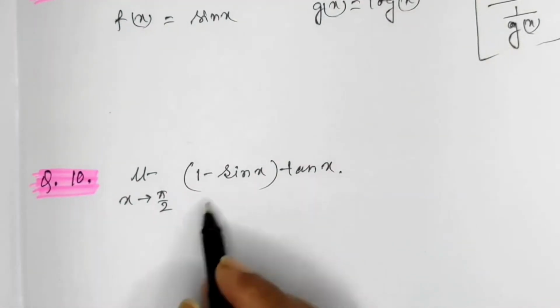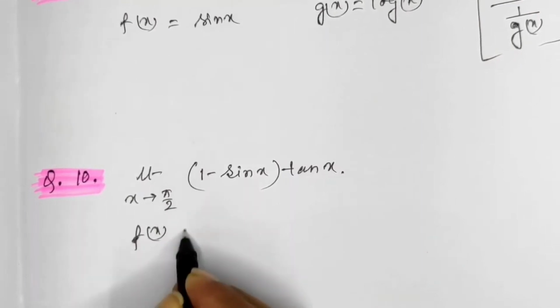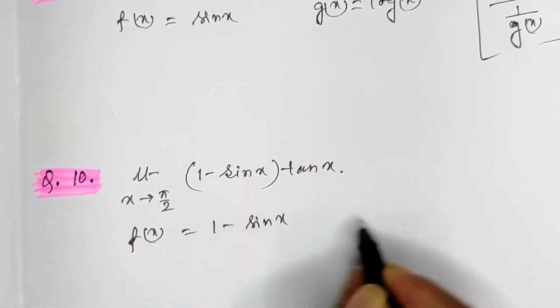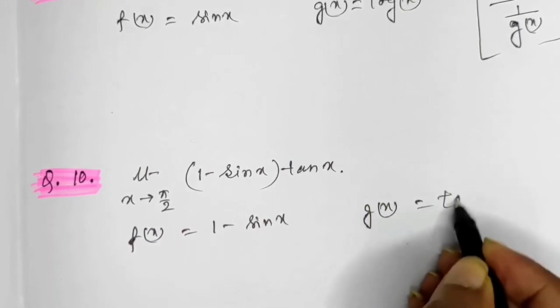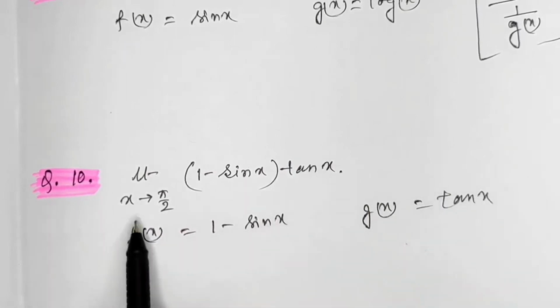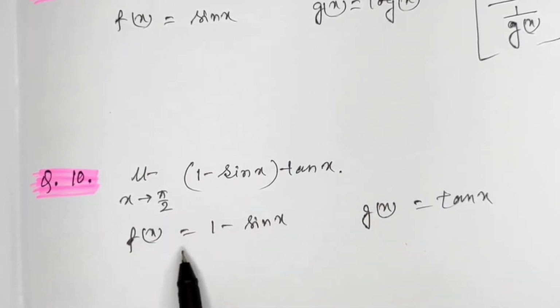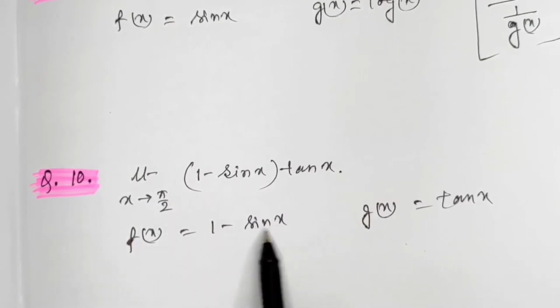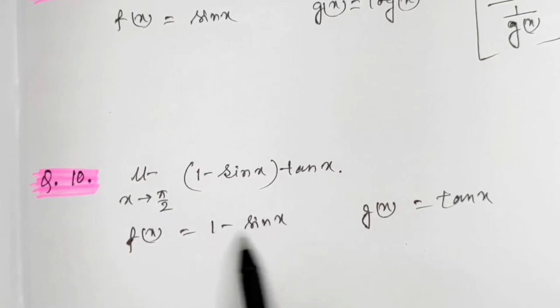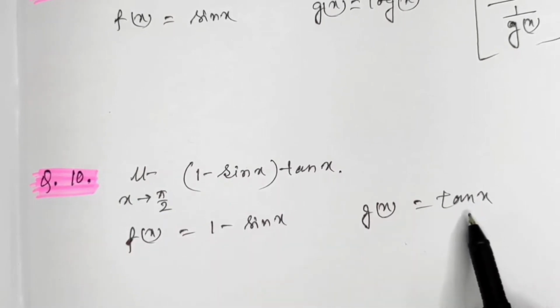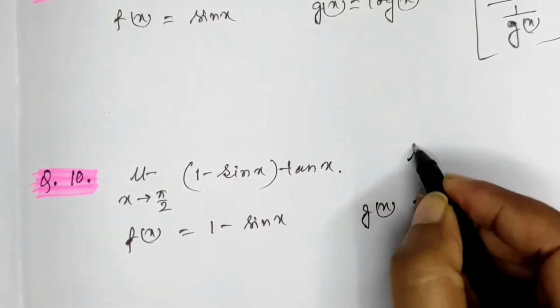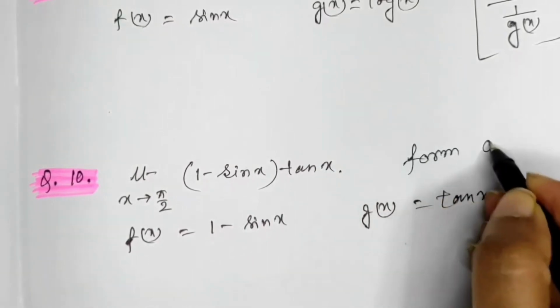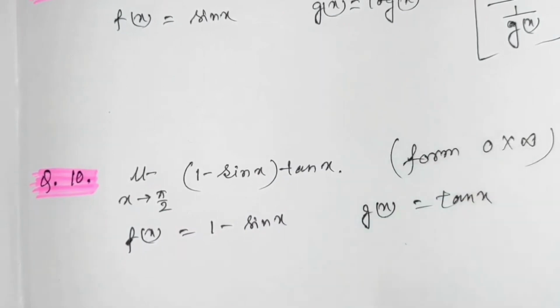In this question, again f(x) is 1 minus sin x, and g(x) is equal to tan x. If we substitute the limiting value pi by 2, then we find 1 minus sin pi by 2. Sin pi by 2 is 1, so it is 0, and tan pi by 2 is nothing but infinity. So this one is also in the form of 0 into infinity. Again we rewrite it into the form of 0 by 0, and we proceed to solve.